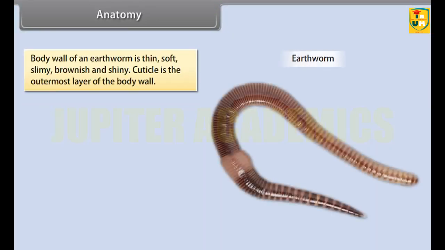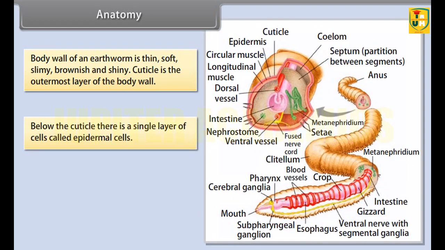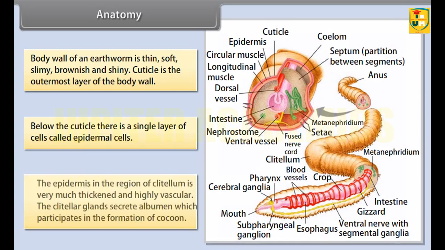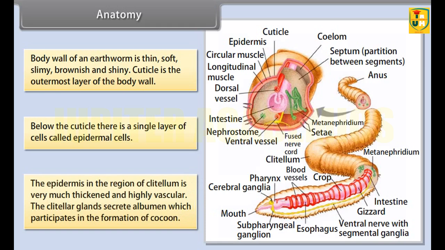Anatomy. Body wall of an earthworm is thin, soft, slimy, brownish and shiny. Cuticle is the uppermost layer of the body wall. Below the cuticle, there is a single layer of cells called epidermal cells. The epidermis in the region of clitellum is very much thickened and highly vascular. The clitellar glands secrete albumin, which participates in the formation of cocoon.